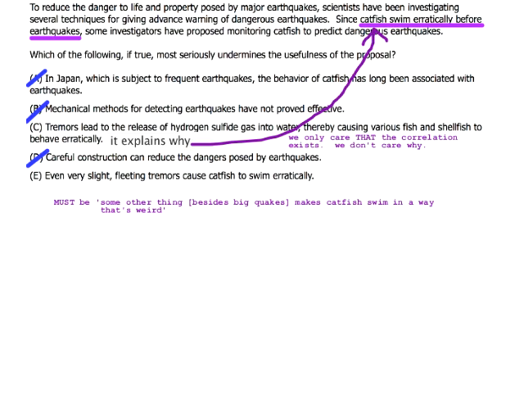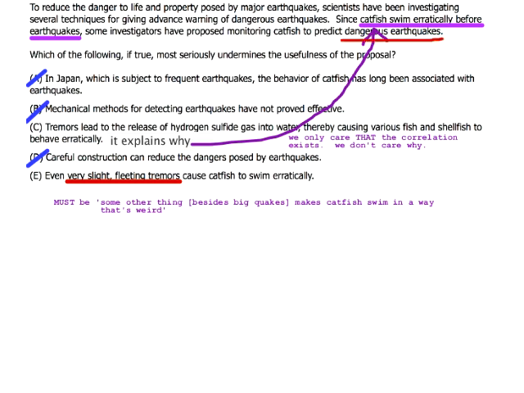As we mentioned on the previous page, the mechanism is irrelevant. Even if the mechanism is completely unknown to us, it doesn't matter. It's empirical. Those guys are swimming weird. On the other hand, E says that even little bitty teeny tiny earthquakes will still cause them to swim weird. And so that destroys the correlation with dangerous big earthquakes.